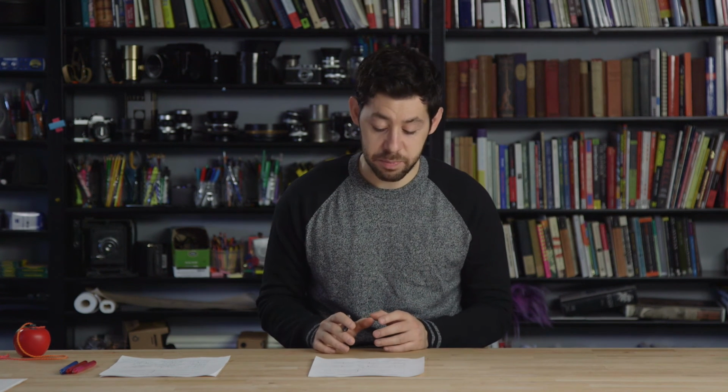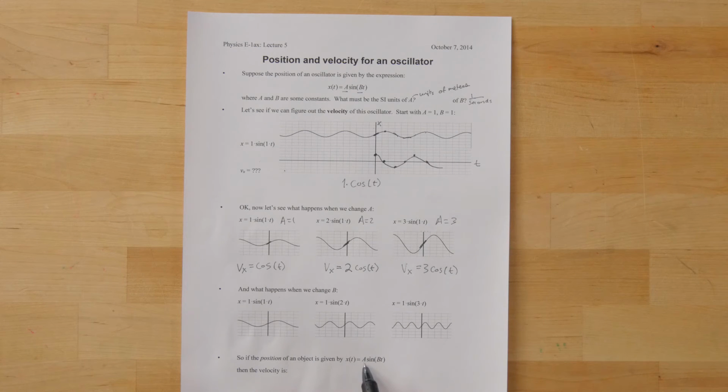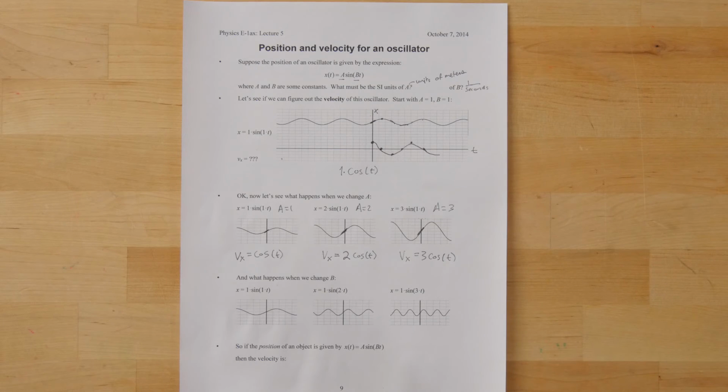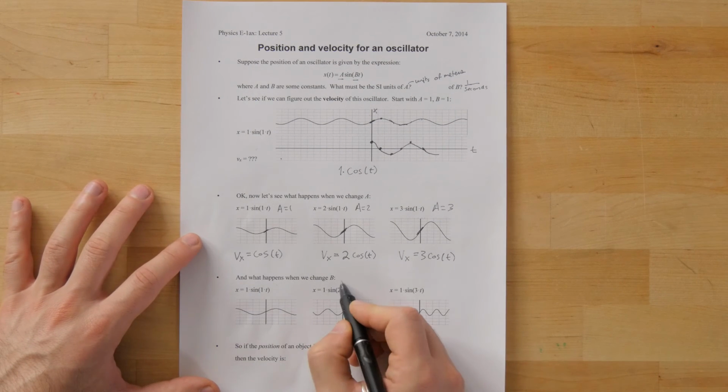Now I should say, if you're not following some of this, it's fine. You can always replay it, but what we're trying to get to is the final equation for what the velocity as a function of time will be if we know that the position is a sine of bt. So as long as you understand the final result, that's the important thing. So let's just go on and think about what happens if we change b.